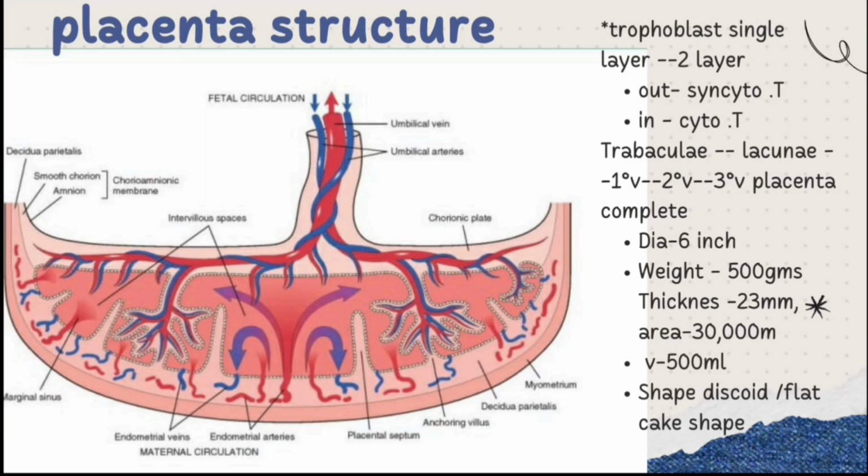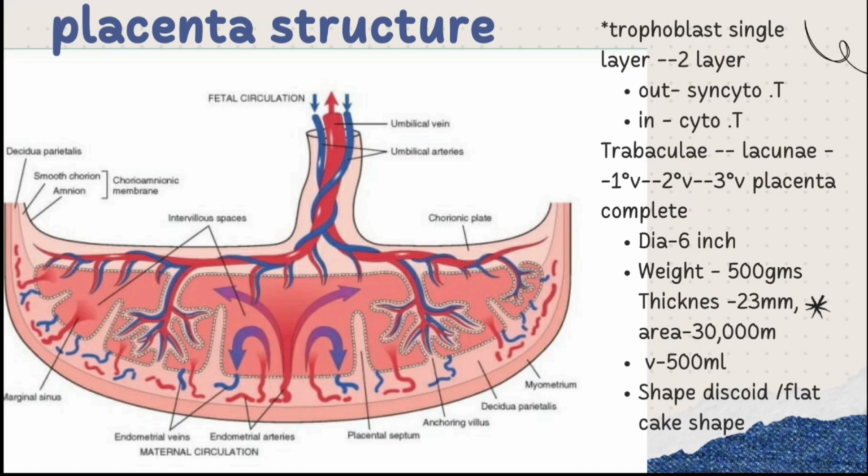So this placenta is about 6 inches in diameter. Its weight is about 500 grams. Thickness is 2 to 3 cm, area is about 30,000 square millimeters, and volume is 500 ml. Shape is discoid or flat cake shape. Here it carries two umbilical arteries and one umbilical vein.